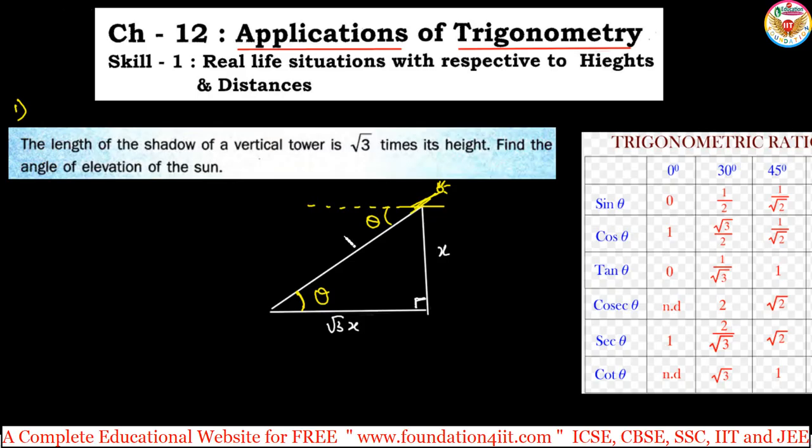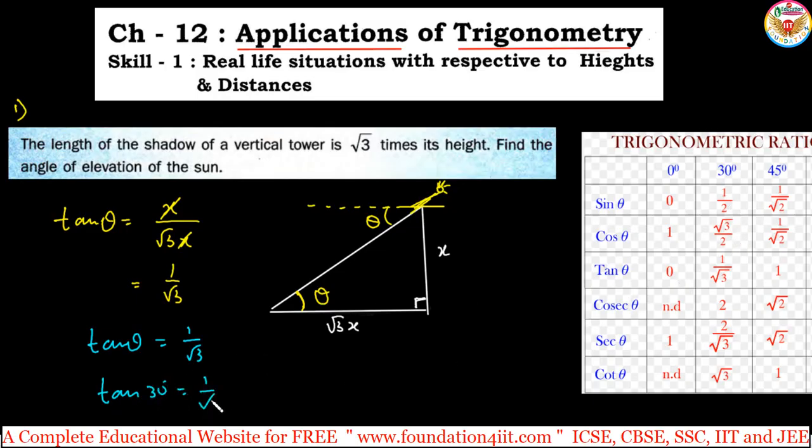Now, trigonometric ratios we studied, no? Opposite and adjacent. Angle is here. Opposite is given as x, adjacent is root 3x. So the opposite and adjacent related formula is tan theta. So tan theta equals opposite by adjacent. Opposite is x, adjacent is root 3x. We can cancel this x and x. So 1 by root 3. Therefore, tan theta equals 1 by root 3. But in the tan table, tan 30 is 1 by root 3. So therefore, angle theta is equal to 30 degrees. Okay. So this is the basic problem.